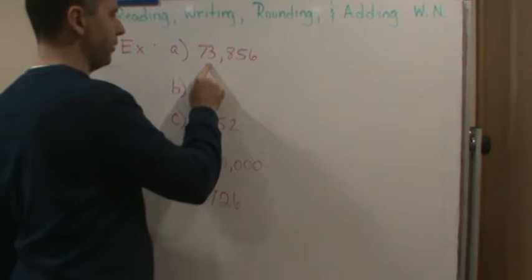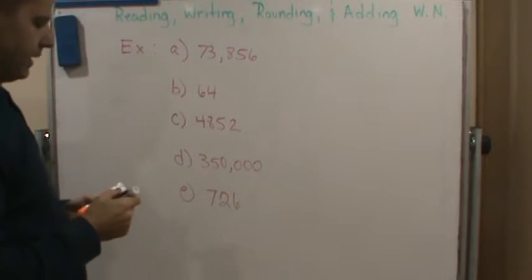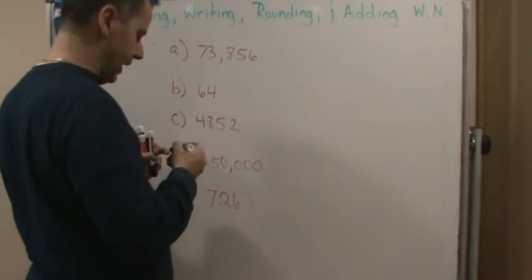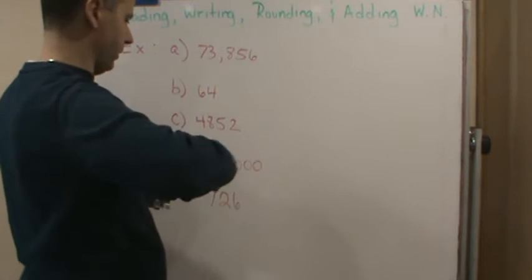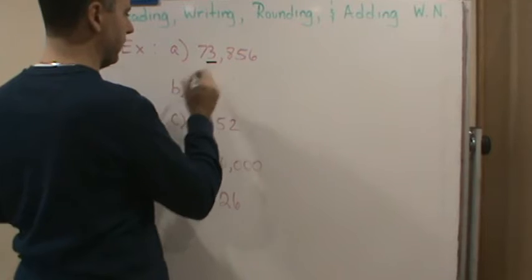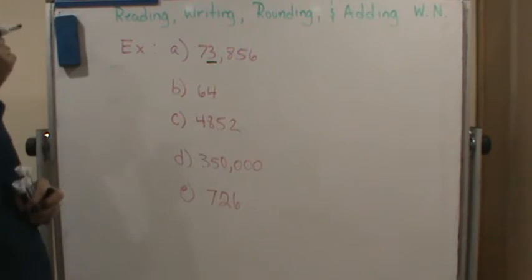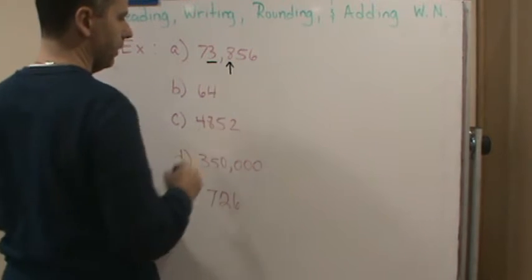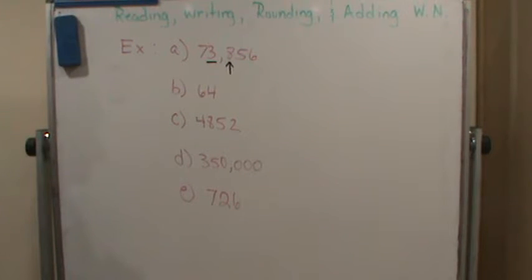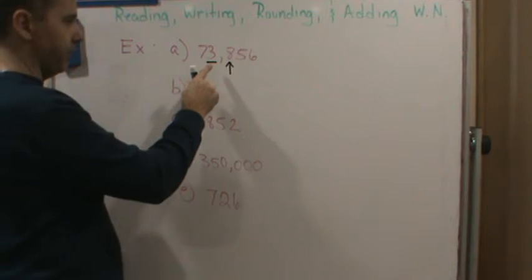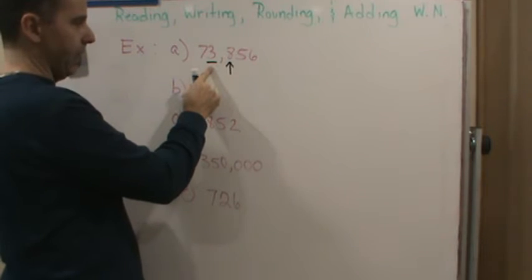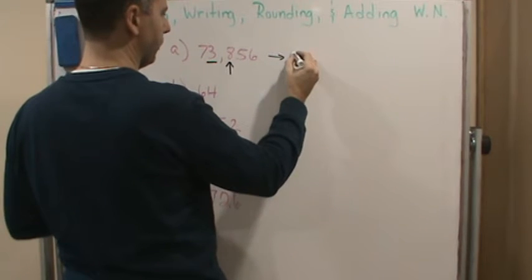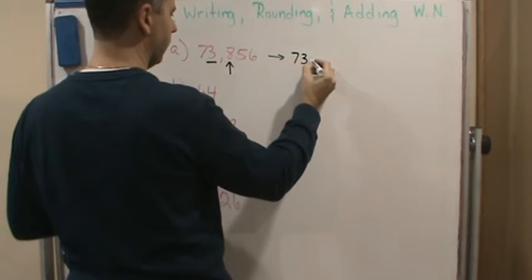So we're going to take 73,856 and we're going to round to the nearest thousand, which means we're going to be looking at the thousands place. That's what we're rounding to, and the digit that we're going to focus on is the 8. Now 8 is 5 or higher, which means the 3 will go to 4, and then everything to the right is going to be 0. So that means this is going to be rounded to 74,000.